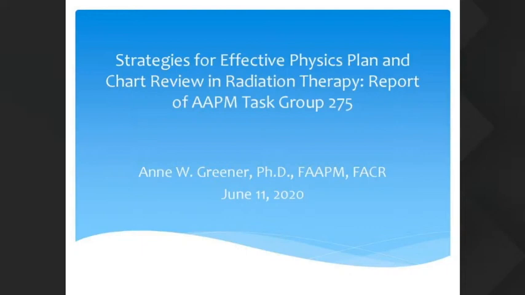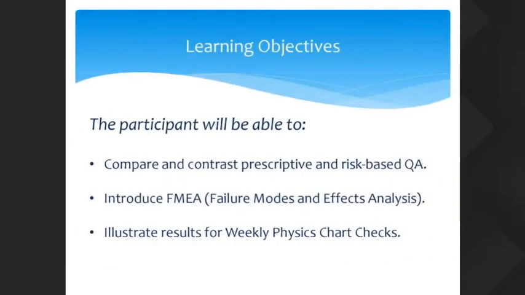Well, welcome. I hope to summarize TG275 in 1 hour, even though it took us a few years to actually compile the data. As we go through the talk, you'll see pretty much how much data we did have to accumulate. And the document was just published, which was very nice for the team. The objectives for today's seminar are to compare and contrast prescriptive and risk-based QA. I'll be introducing the FMEA method, which is the failure modes and effects analysis, and illustrate results for the weekly physics chart check.